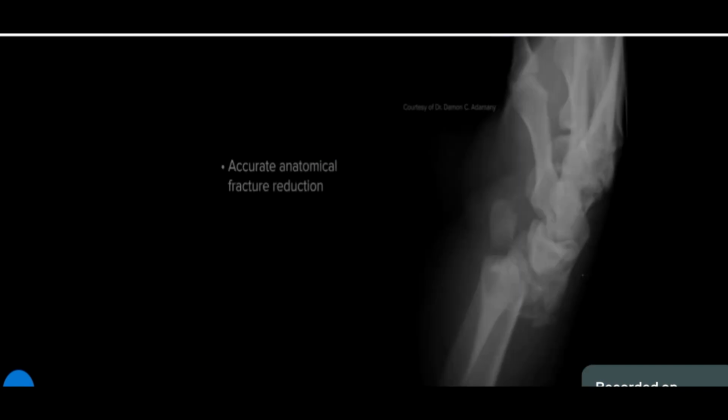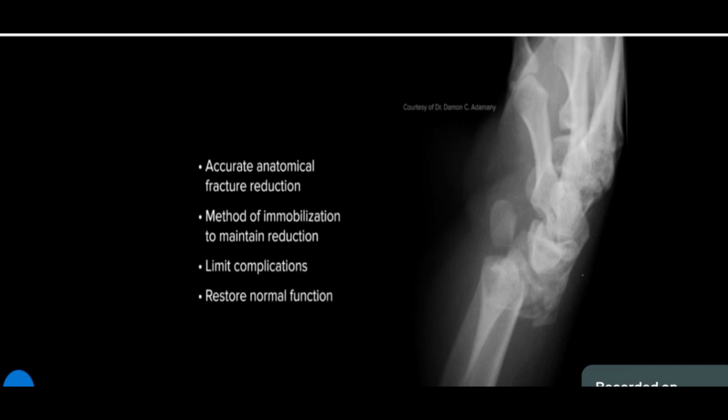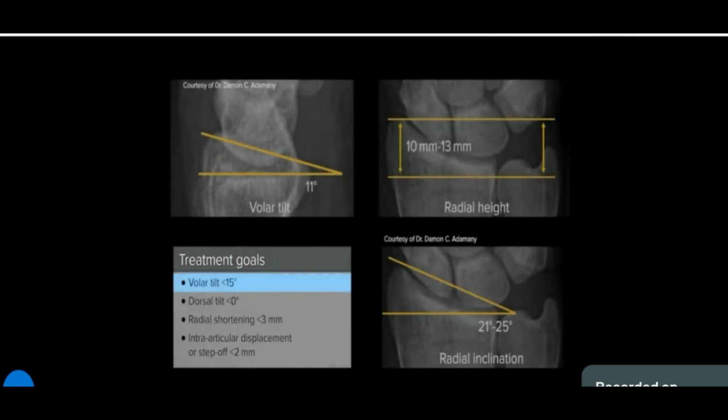The basic principles of fracture treatment are to achieve accurate anatomical fracture reduction and then to use a method of immobilization that will effectively maintain that reduction. The goal of treatment is to limit complications and restore normal function. More specifically, volar tilt should be less than 15 degrees, dorsal tilt less than 0 degrees, radial shortening less than 3 millimeters, and intra-articular displacement or step-off less than 2 millimeters.